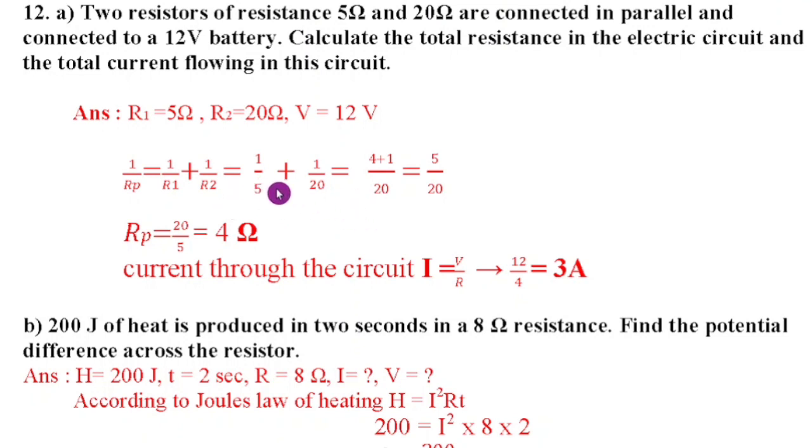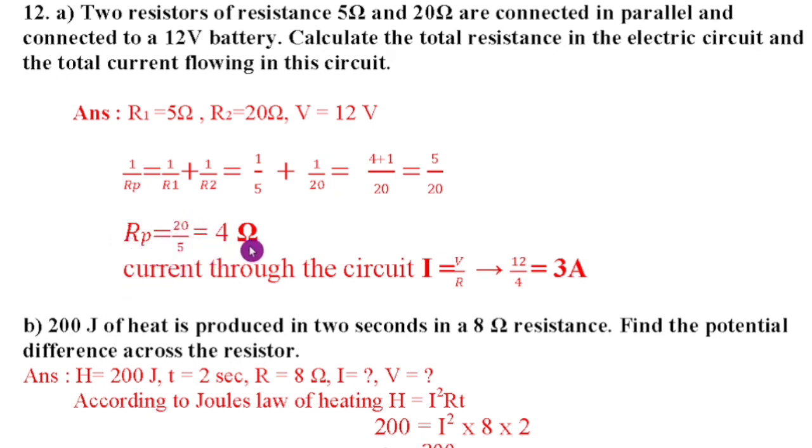5 fours are 20, so 4 ones are 4 only. 20 cancels, meaning 1. So 4 plus 1 by 20. 4 plus 1 is nothing but 5, so 5 by 20. Here 1 by Rp is equal to 5 by 20. If you take the reciprocal, Rp will become 20 by 5.